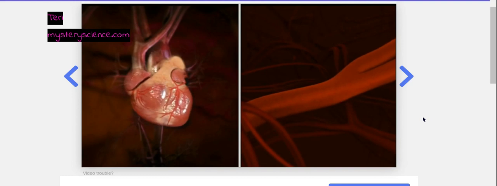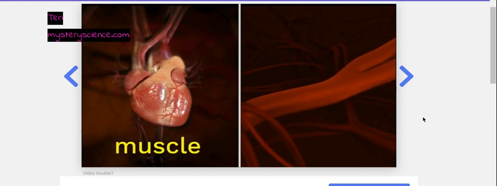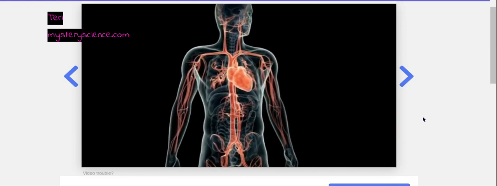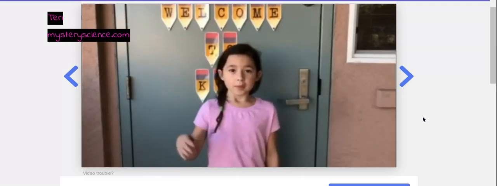So, in summary, the heart is a muscle that pumps blood to all the parts of your body by squeezing blood into tubes called blood vessels. As the blood goes through all the vessels in your body, it pushes on them. That's your pulse. That's all for this week's question.